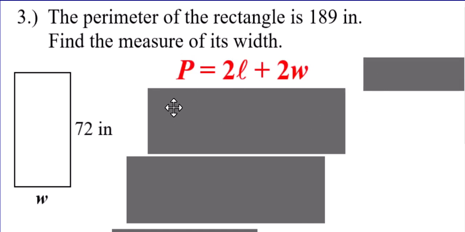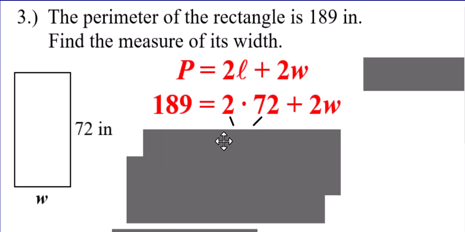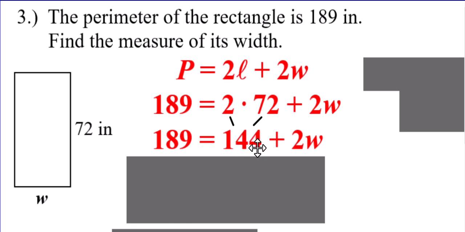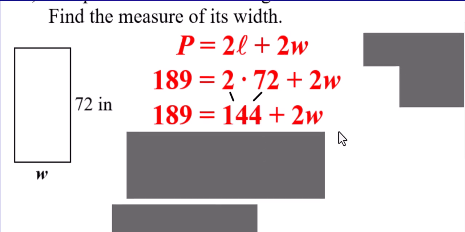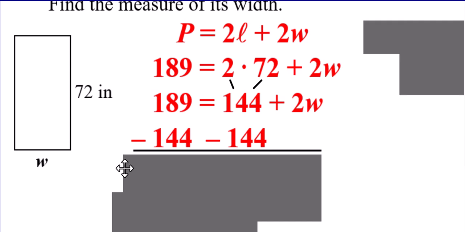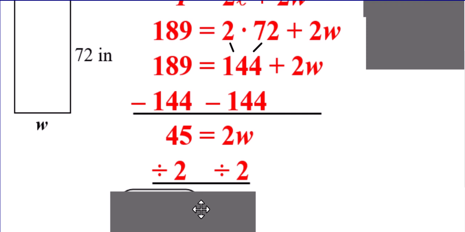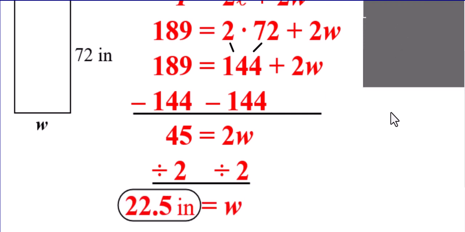Perimeter formula. We know perimeter is 189 from the original problem. We can see on the drawing that we don't know W, so W is still W, but we know the length is 72 inches. 2 times 72, we can do that. That gives us 144. As I go through this, if I go too fast, feel free to hit pause. Feel free to rewind if you have to. Do whatever you have to do. Inverse of adding by 144 is subtracting. That's going to give you 45. Inverse of multiplying by 2 is dividing by 2, and that's going to give you 22.5 inches for the width.